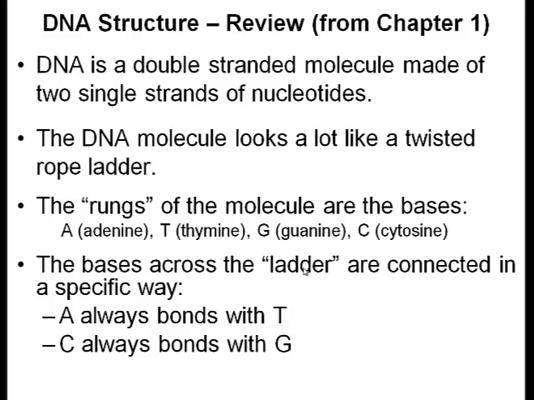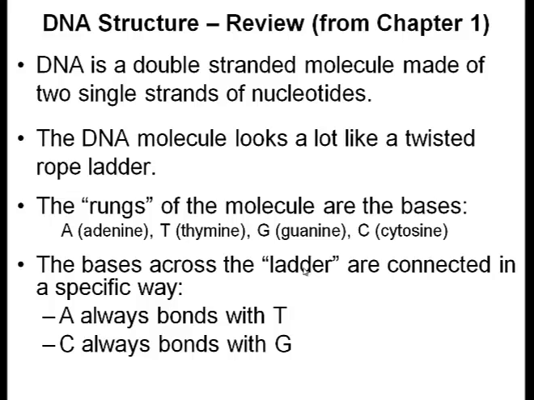The DNA molecule looks a lot like a twisted rope ladder. So let's say we have this ladder, or even an aluminum ladder. And if we were a giant, we could take that aluminum ladder and we could twist it. And that's really what DNA looks like. The rungs of the molecule are the bases, and the so-called handrails, the sides of the ladder, are the sugar phosphate backbone. If that doesn't make sense, then look at this slide for just a moment.